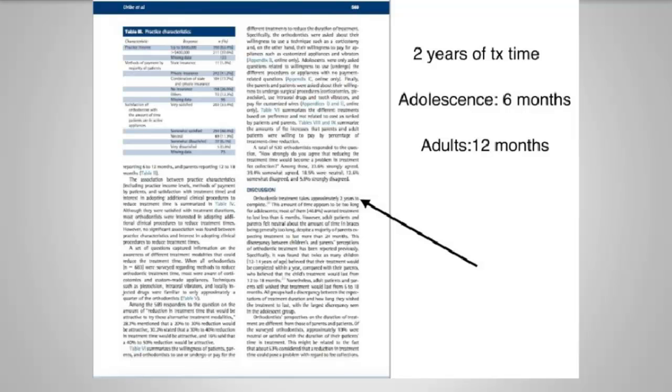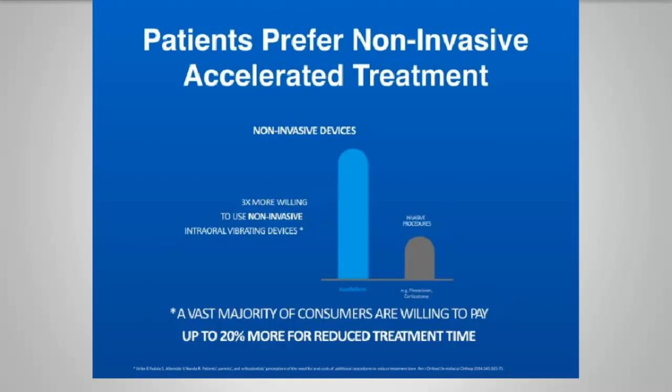So there's many times where we have an 18-month treatment plan that we want to try to get as close as we can, for an adult, to 12 months. So how do we do that? Well, accelerated treatment. I mentioned earlier that there are other modalities for accelerated treatment, and that's another time to talk about. I use those in my practice, but patients prefer non-invasive accelerated treatment.